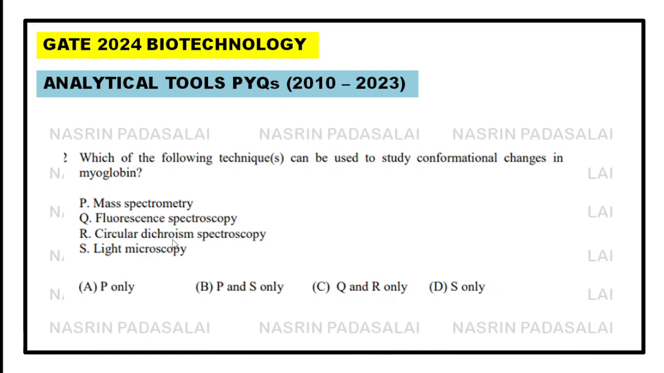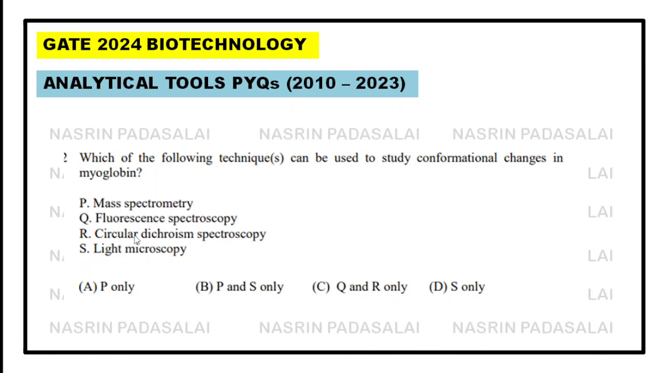Next, which one of the following techniques can be used to study the conformational changes in myoglobin? Conformational changes can be studied by fluorescence spectroscopy. At the same time, they can also be studied by circular dichroism spectroscopy. So the correct answer is option C. Fluorescence spectroscopy measures the emission of light from a molecule after it has absorbed light. Myoglobin holds a heme, a light absorbing pigment, and it absorbs light and emits fluorescence. Based on that, you can study the conformational changes under various conditions.